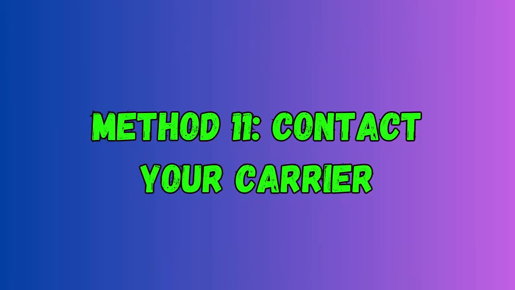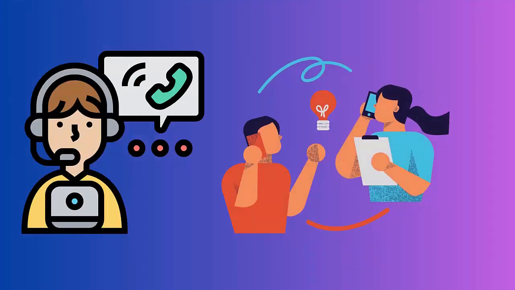Method 11. Contact your carrier. When none of the methods work, then you should take help from your carrier support. Contact carrier support and tell them about the issue you are facing. They will resolve the issue, or your SIM card should be replaced.